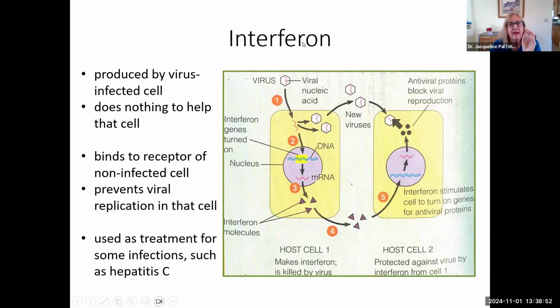So, in summary, interferon is produced by a cell that was infected by a virus and can do nothing to help that cell. That cell will die. Interferon binds to the receptor of a non-infected cell and can prevent viral replication in that non-infected cell. And because of that, we can take interferons from people who have had a viral infection with something, say hepatitis C. We can take the interferon out of that blood and use it for treatment in somebody who has an acute hepatitis C infection to try to prevent their liver cells from being destroyed by the hepatitis C. So that's where interferon is good.